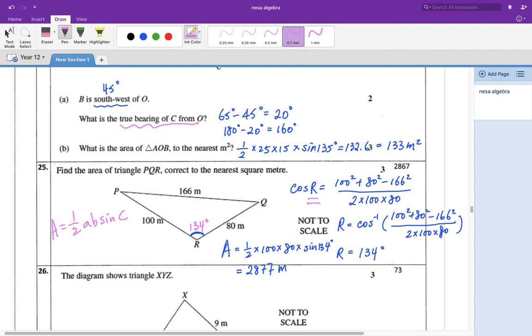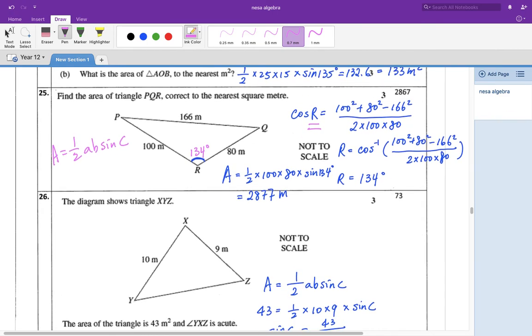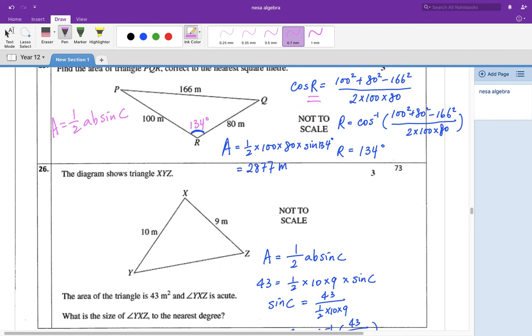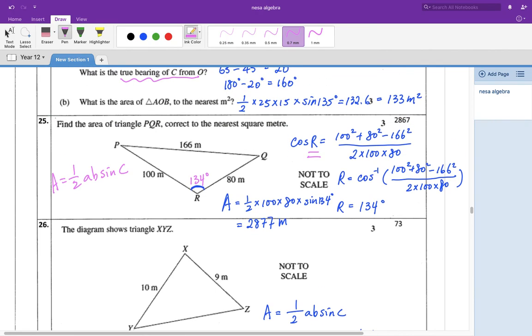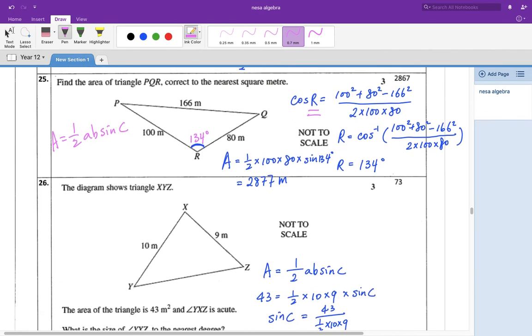Of course, you could have done P and Q, any of them, as long as you get one angle and you times it by the 2 adjacent sides. You'll get the same answer anyways. And my answer is slightly different because of rounding issues.